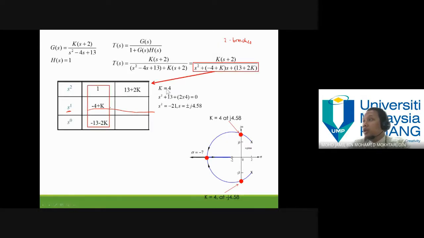And then we use this K equals 4 on row s2. So arrange row s2: 1s squared plus 13 plus 2K, so 2 times 4. So use calculator, you get s equals plus minus 4.58j. So this is the imaginary axis crossing.